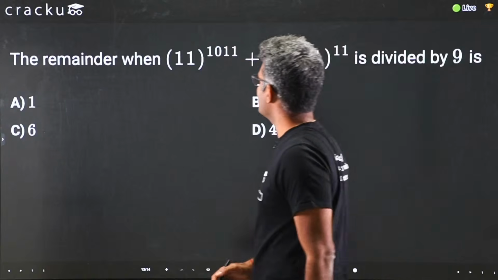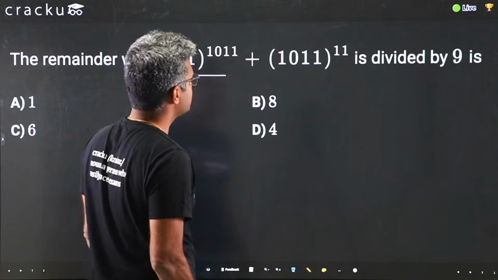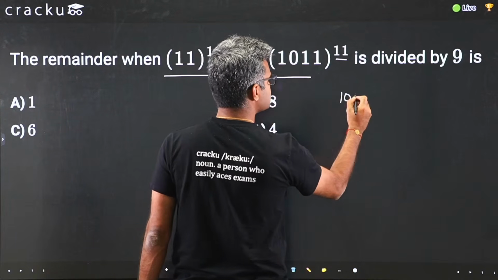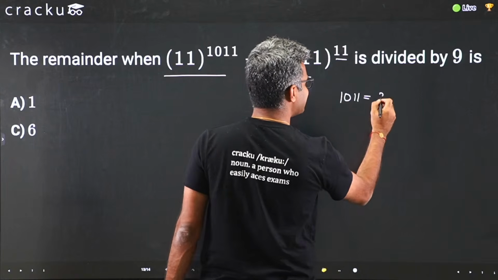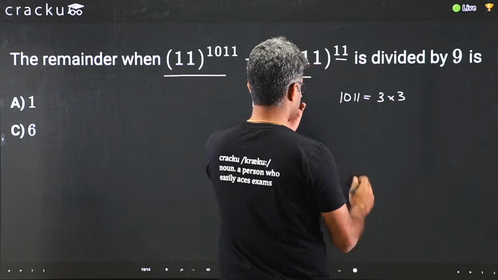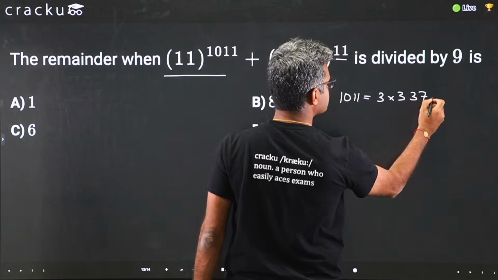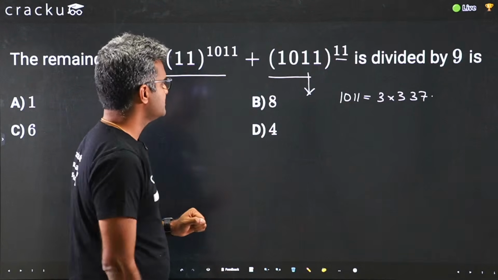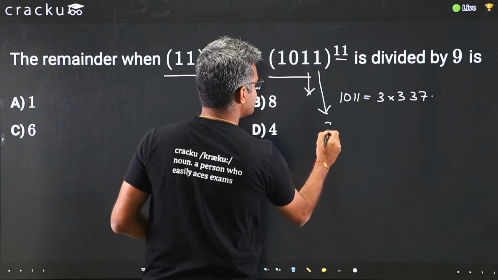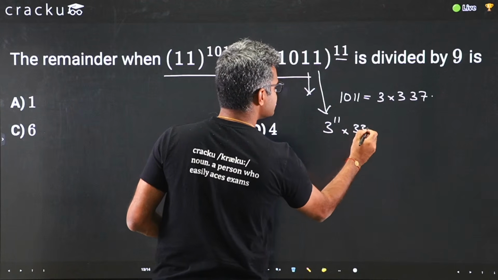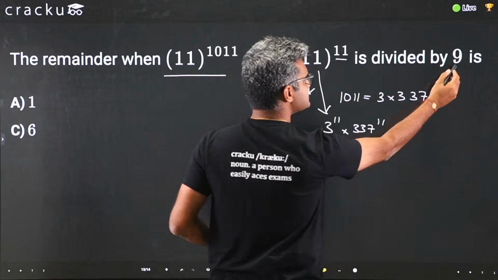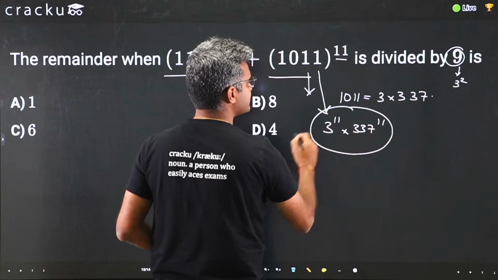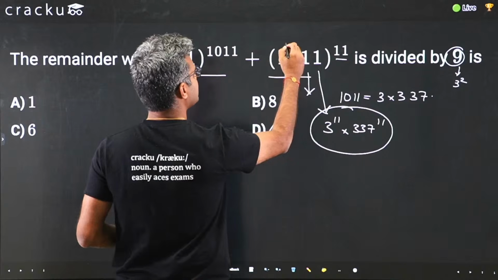We are required to calculate the remainder when 11 to the power 1011 plus 1011 to the power 11 is divided by 9. Let us try to figure out what 1011 is. 1011 is 3 into 337. So this number 1011 is actually a multiple of 3. So the second term is 3 to the power 11 into 337 to the power 11. 9 is 3 square. So 9 definitely divides the second term. So when the second term is divided by 9, the remainder is 0.